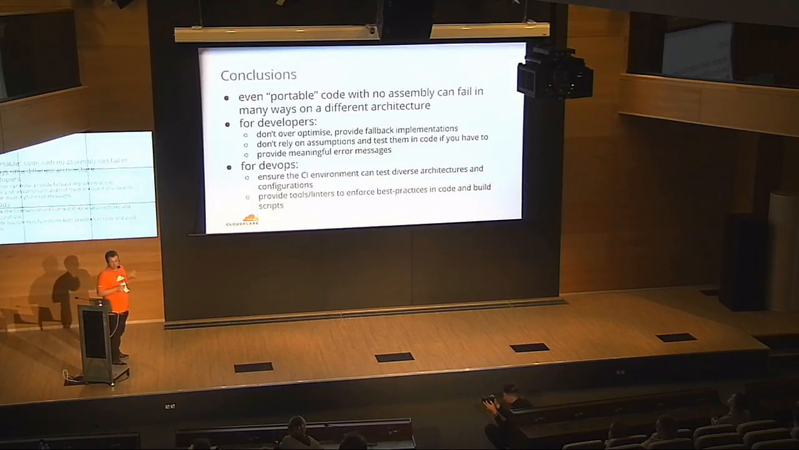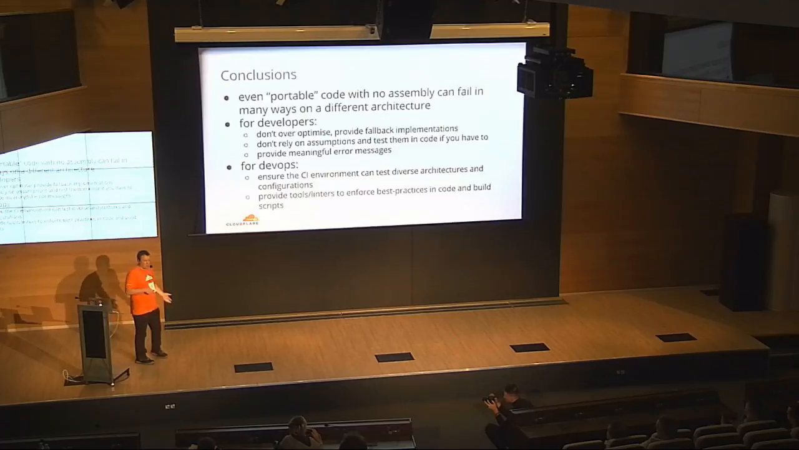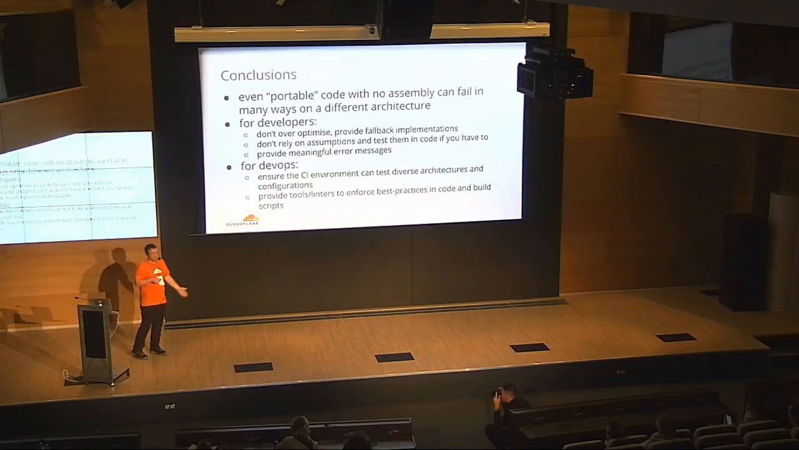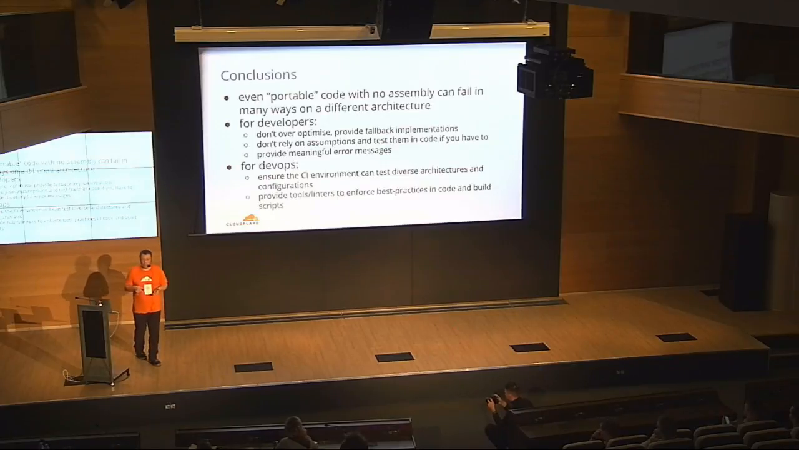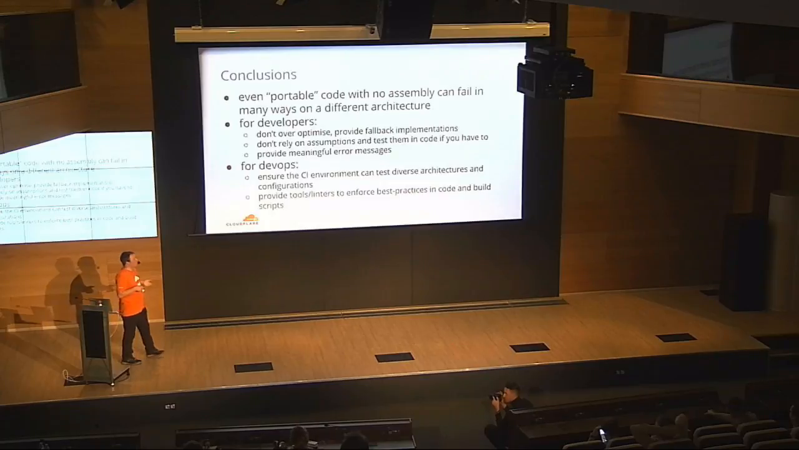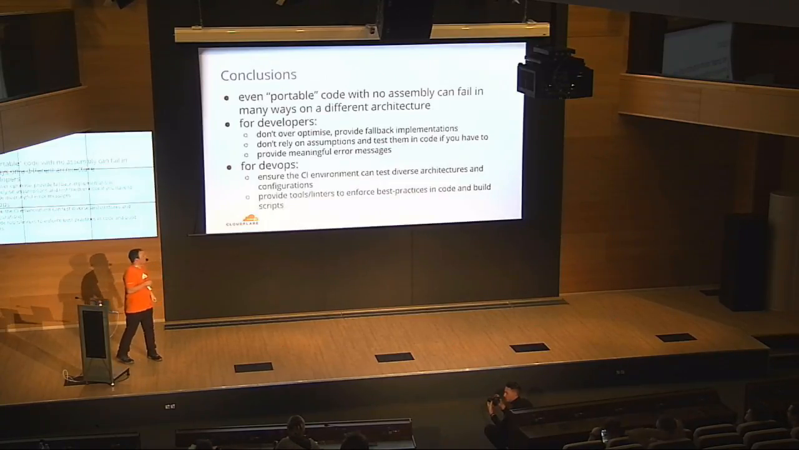Advice for developers: don't over-optimize. Always provide a fallback implementation. Try not to rely on assumptions in your code. And if you want to rely on them, test them in code and provide meaningful error output to the operators. For DevOps, set up a CI to test diverse architectures and configurations, especially cross-compilers. And you can also design tools and linters to enforce best practices, which hopefully I advised here, in your code and build scripts.